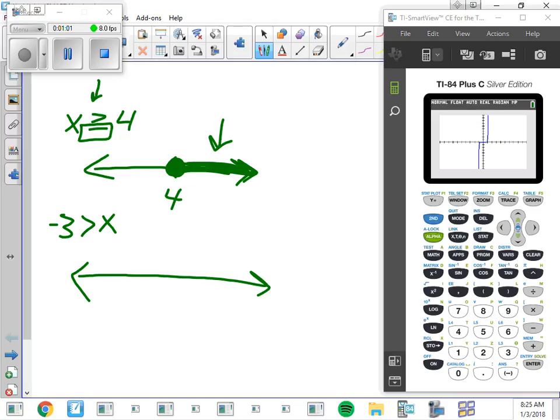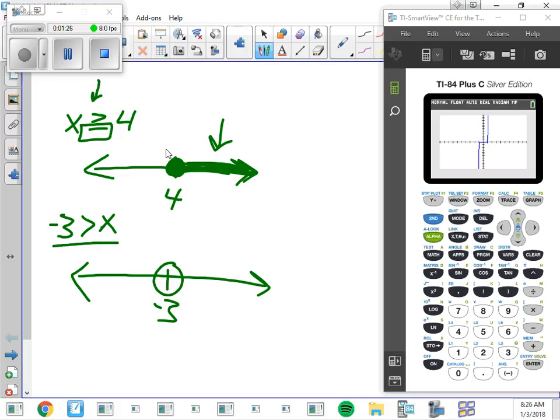I need to put my negative 3. What sort of circle do I use? An open circle. Why is this one an open circle? Negative 3 doesn't count. So this one's written backwards, but if we look at it in terms of x's, we see that x is smaller than negative 3. So which way should I write my arrow?